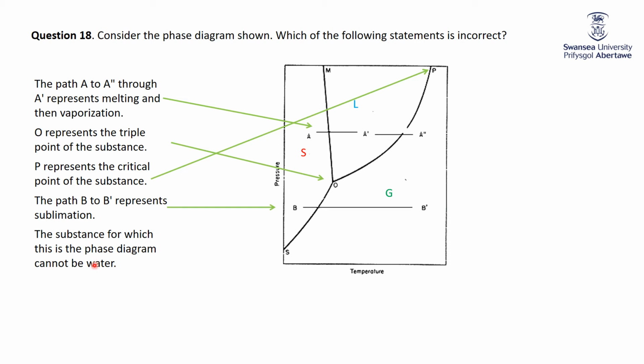The substance for which this is the phase diagram cannot be water. Well, water is very unusual in that its solid to liquid line bends to the left. So this solid to liquid line bends indeed to the left. Thus, this could well be water. So that's the one that is false.